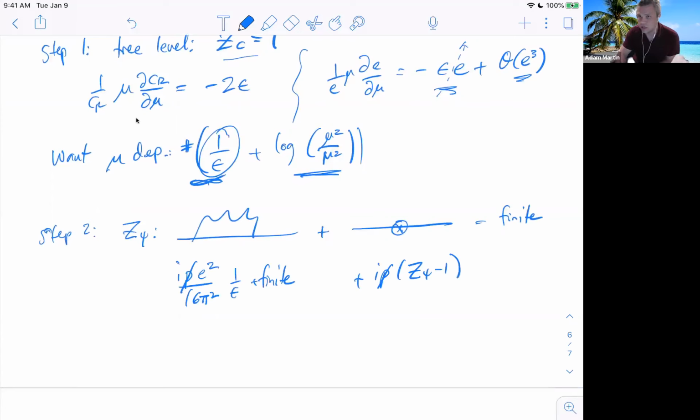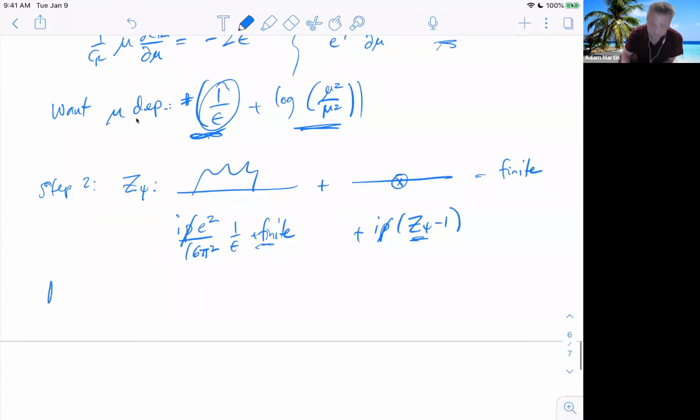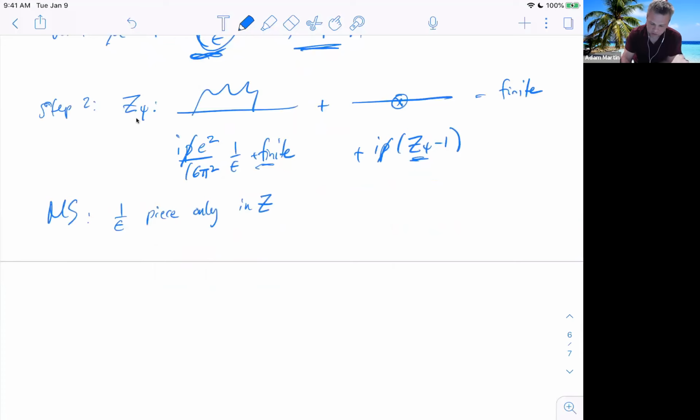There are lots of ways that we're going to do this, and exactly what finite pieces I shove in there is somewhat up to me. I'm going to use the minimal subtraction scheme, where I just put the 1 over epsilon piece. This can affect intermediate steps, but as long as we're being consistent, there's going to be no issue. All right. So then this is an easy equation to solve. I want to adjust Z such that I absorb the 1 over epsilon piece into it. That tells me Z psi is 1 minus E squared over 16 pi squared times 1 over epsilon. Cool. First ingredient.